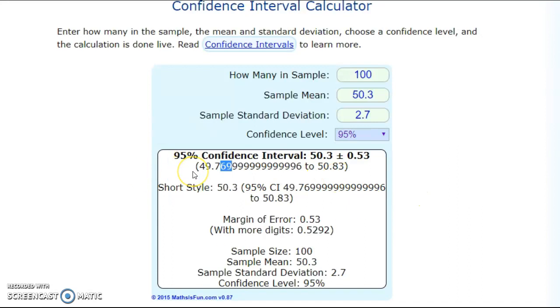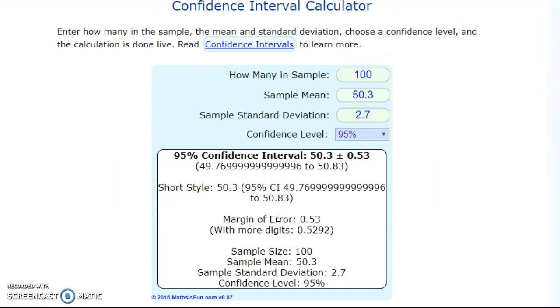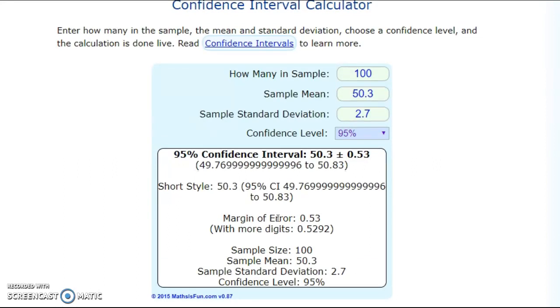Or I would do 49.77, because that 6 would also be rounded up to 7 because of that 9, to 50.83. One thing I do not want to see in your project is 49.7699999996. I actually want to see it rounded to either 1 or 2 decimal places. And so then this is the very shortcut, using a calculator.